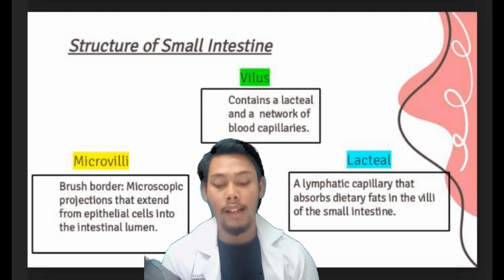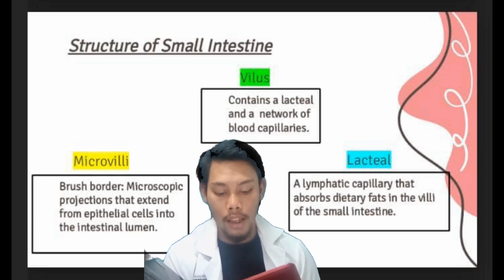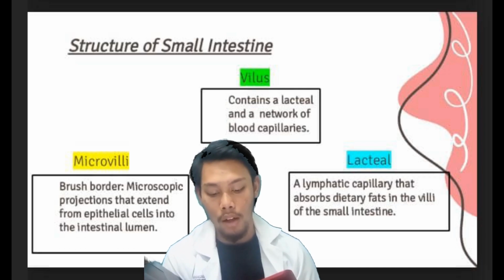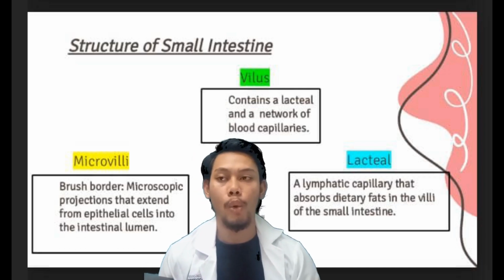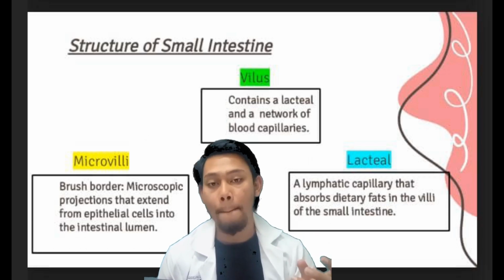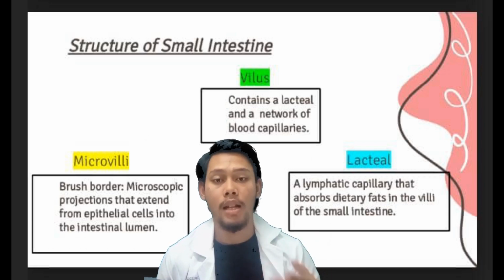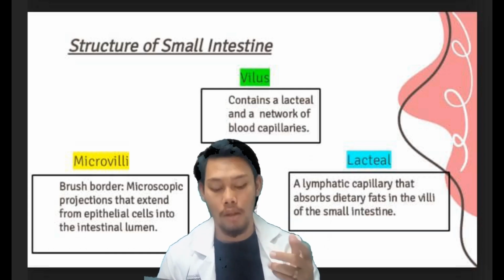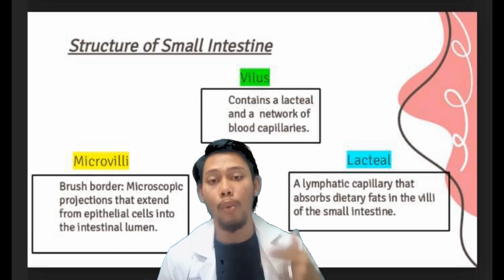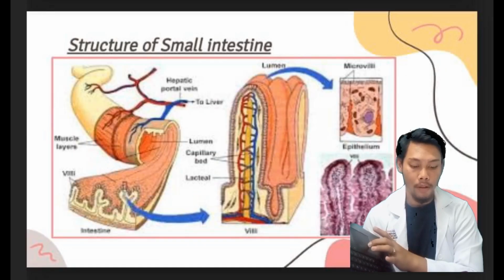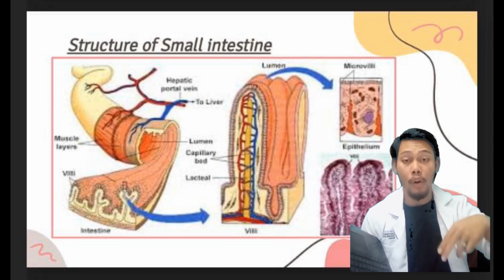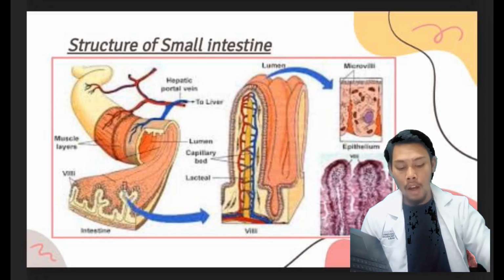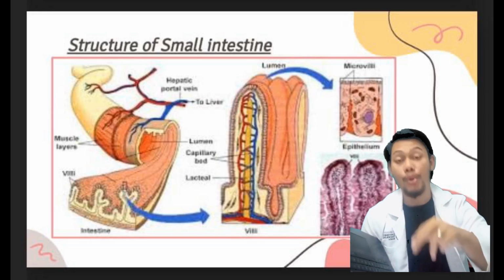The last one is the lacteal. The lacteal is a lymphatic capillary that absorbs dietary fats in the villi of the small intestine. The lacteal's function is to absorb fat. But we are now discussing what happens if we eat an apple. An apple doesn't have fats, so the lacteal is not used in our discussion. If you look here, we have the microvilli that I mentioned before. It looks like a brush border, and we have a lacteal and also villi here.